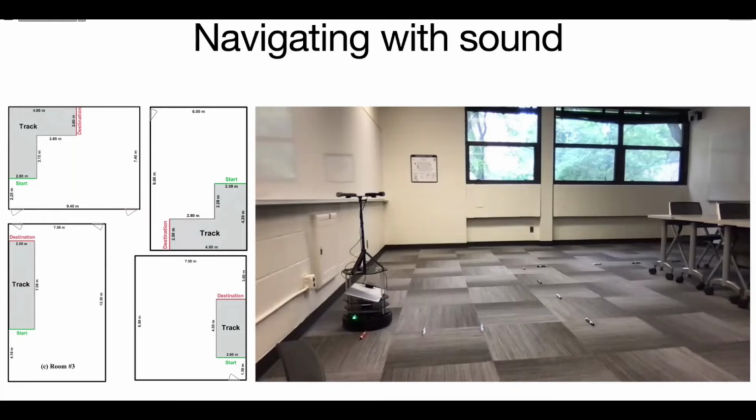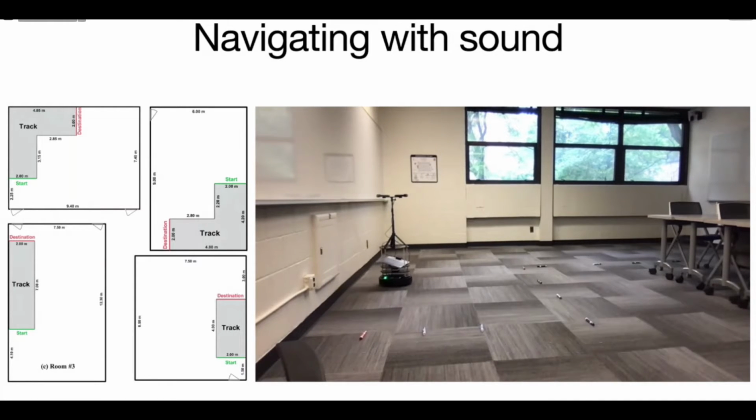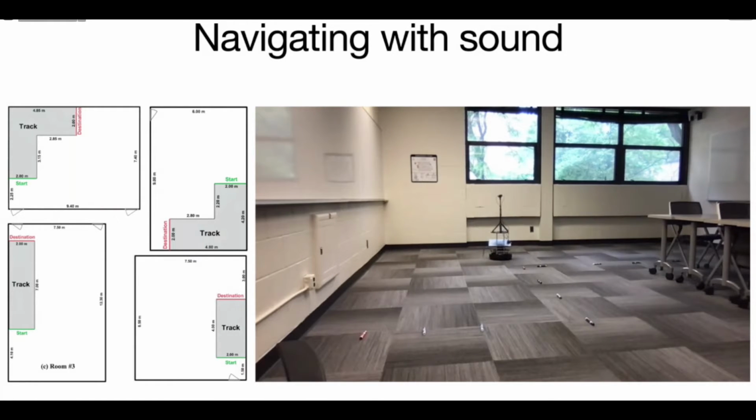To avoid introducing any other sound sources, the robot will stop and listen to the ambient sounds from both the left and right side. The robot starts from a random location with a random orientation, but it can still correct itself when navigating along the wall.